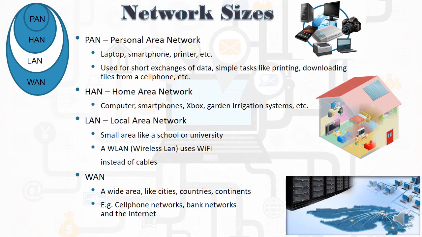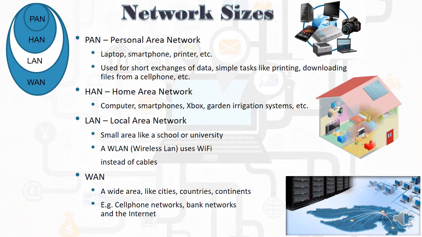The different network sizes go as follows. A PAN is your own little personal area network. If you tether from your smartphone, you can create a small network. If you have a camera or a printer which you connect to your computer, this is actually a PAN. It's usually used for short exchanges of data. A HAN is a home area network. You can connect even your Xbox, garden irrigation systems, and these days it's getting fancier and fancier.